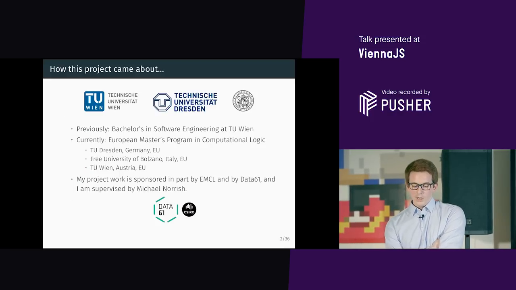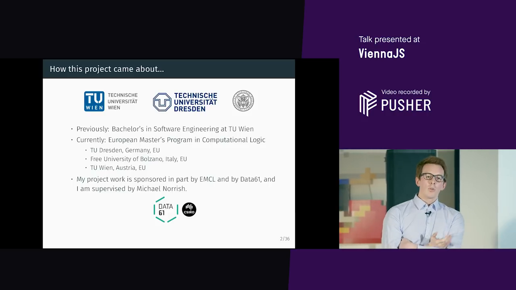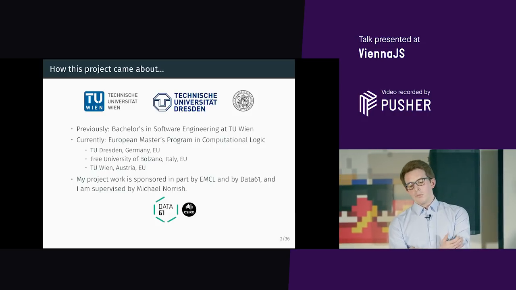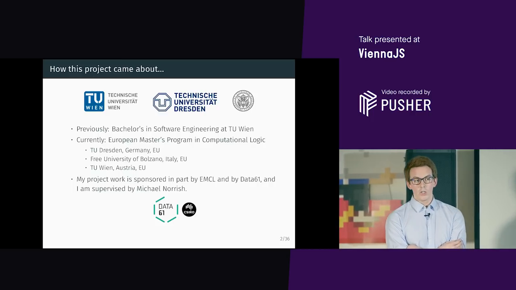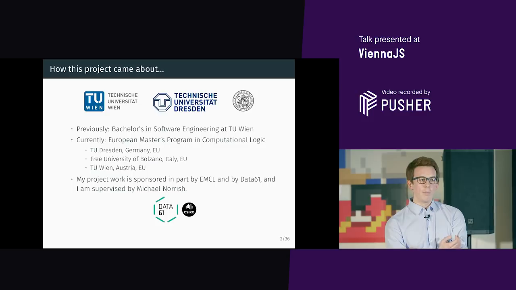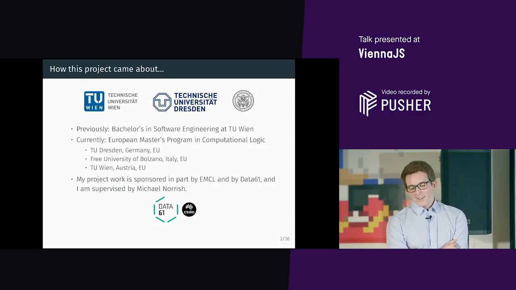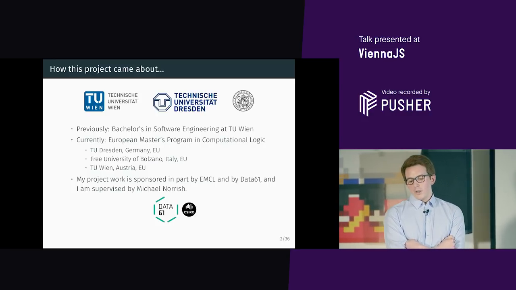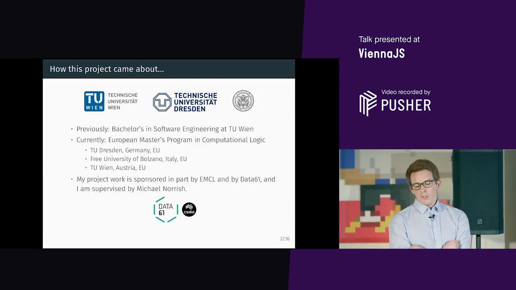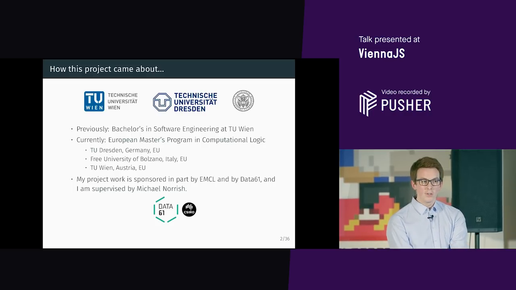But first, let me tell you how this all happened. It was already introduced as a more academic talk, and it kind of is. I'm currently studying computational logic, which is the theoretical and dry part of computer science, and a lot of mathematics, but I really like it. This is a program being held at TU Dresden, Freie Universität Bozen, and TU Wien. And in the summer, I got the chance to go to Australia, where I've been working on CakeML. This was an awesome experience, and now I'm here to talk about it.